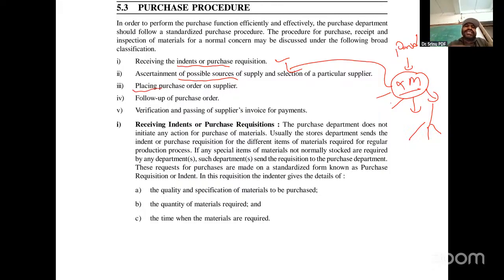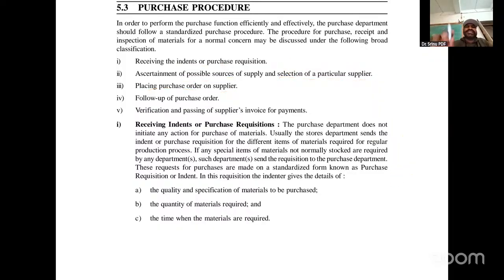Next one is placing the purchase order on the supplier. Once the selection of a particular supplier is made, who is the good supplier, who is going to provide good quality material, that entire thing we are going to discuss, and follow up the purchase order. And once the order is completed, verification and passing of the supplier invoice. Whatever invoice is there, we are going to check the verification. So that we are going to do.